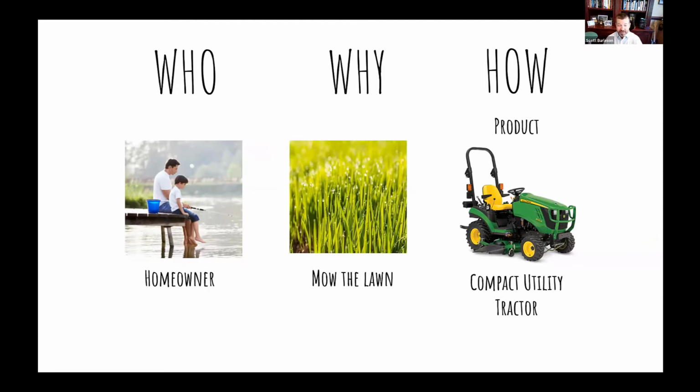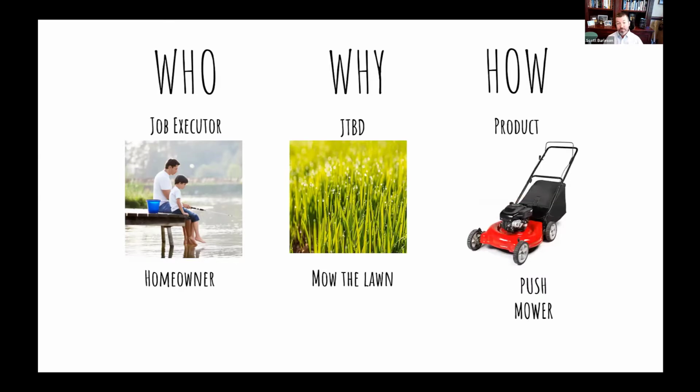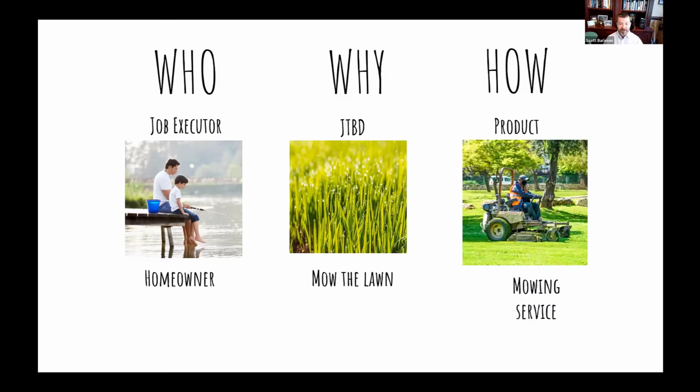Well, they're buying it, in this case, among other things, to mow the lawn. That gives us this job to be done. And now we get some language: the job executor, the person who is hiring that compact utility tractor. Now, when we look at it this way, we can also see our competition much more accurately. The other solutions that customers hire to mow their lawn: specialized mowers or push mowers, or they might even hire a mowing service. So we're finally able to see the market the way that customers do.